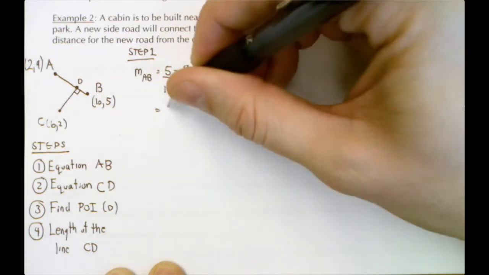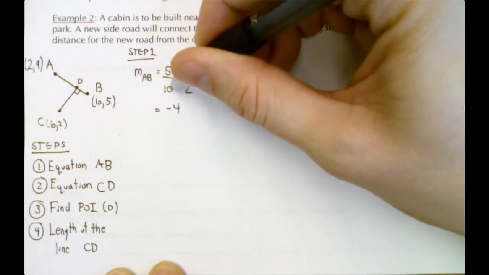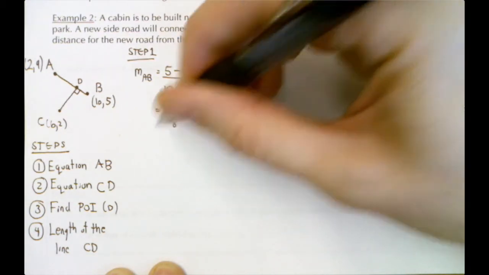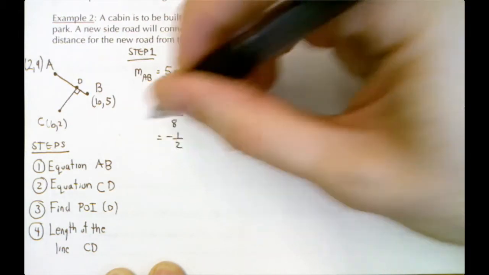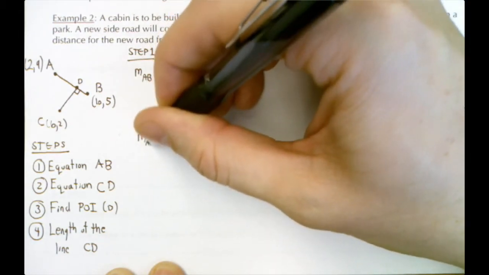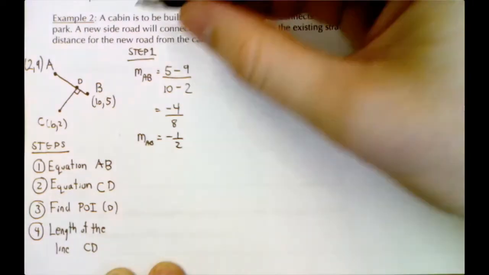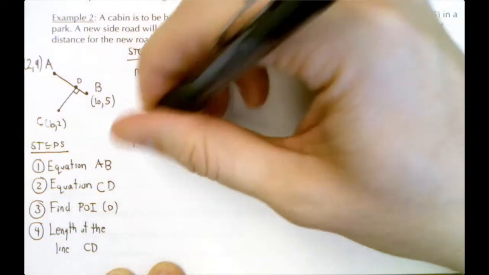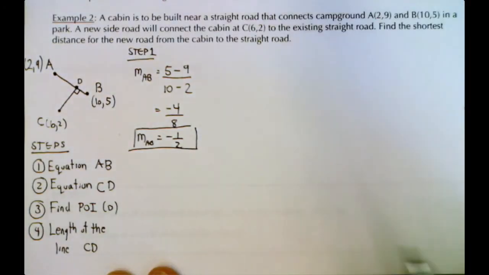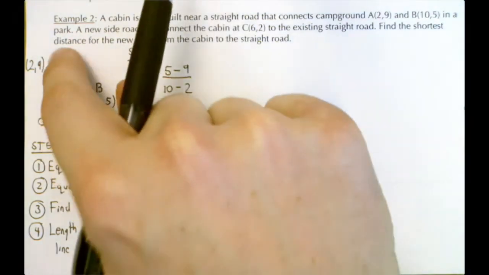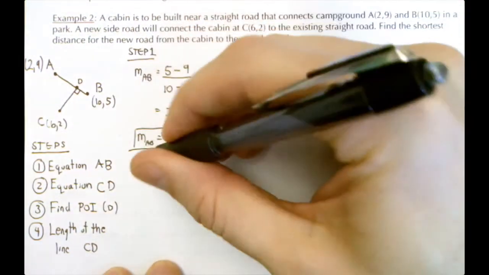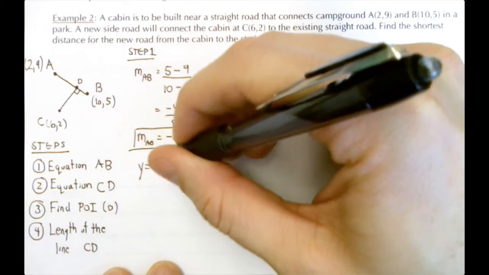5 minus 9 is negative 4. 10 minus 2 is 8. We get negative 1/2. That's the slope of AB. Once we get the slope, we can use our slope and point A or B to find our y-intercept. y equals mx plus b.